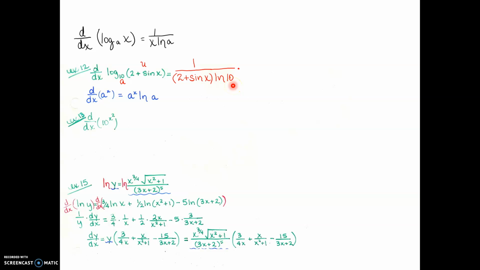All right, then to finish off our chain rule, we need to multiply by the derivative of u, right? So the derivative of 2 plus sine: the derivative of 2 is 0, and the derivative of sine is cosine. So we could put that cosine in the numerator, and then down here in the bottom, if you want to distribute the natural log of 10, you can, or you can leave it as it is.